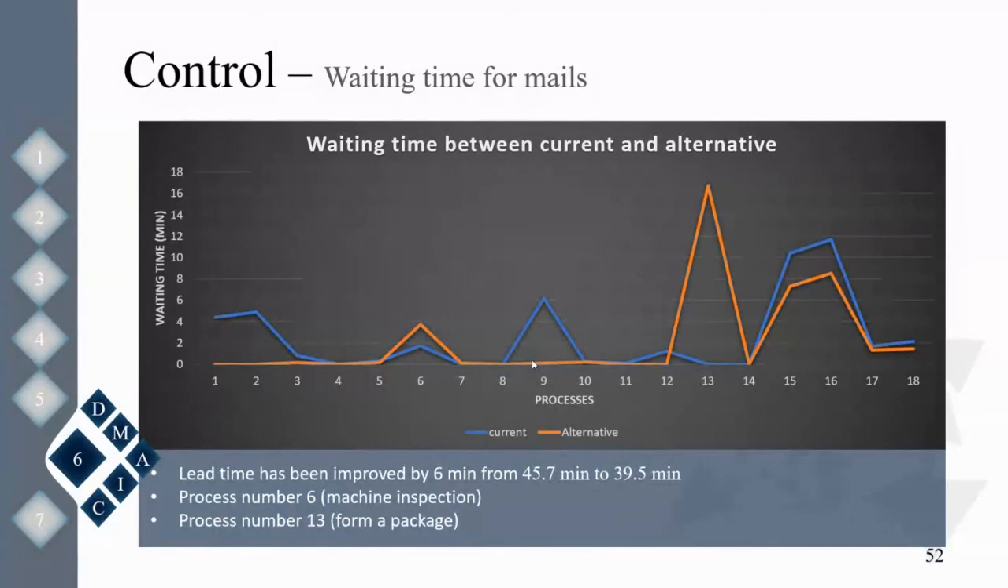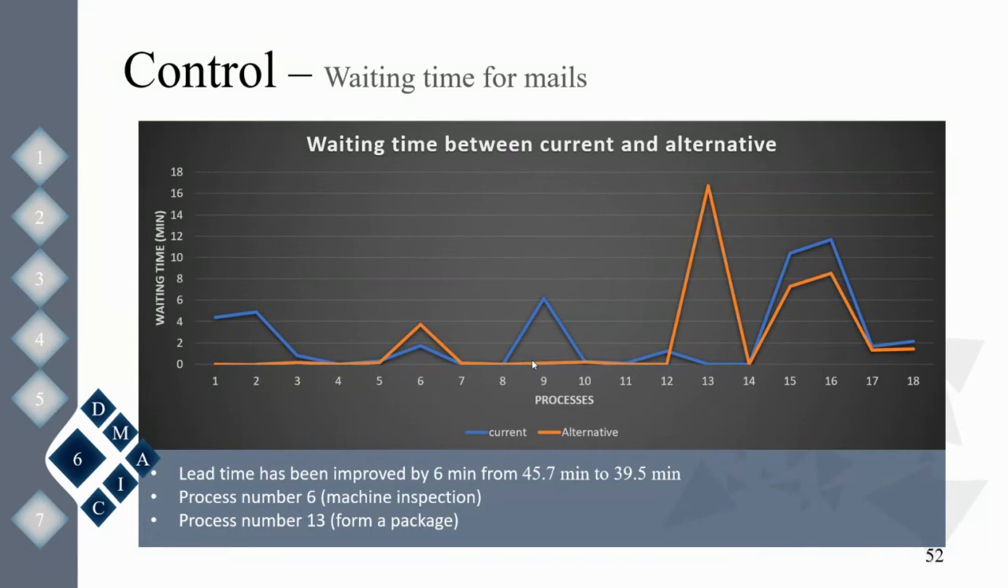Thank you, Hamza. Waiting time. Waiting time for mails is a variable that needs to be controlled to ensure that the resources, employees, equipment, and spaces will always meet the requirements to deliver mails at the best conditions and fastest time. As we can see from the chart, we notice an improvement in the alternative solution.